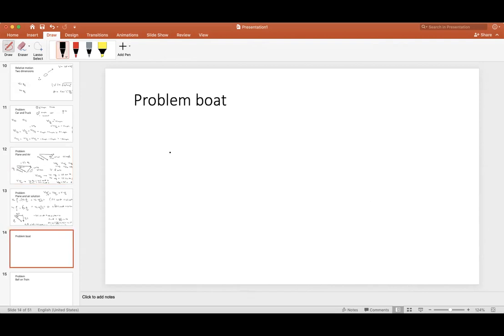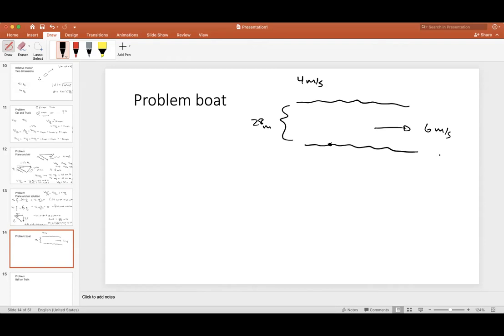So let's do another problem, which is a boat and a river. This problem is more like a homework problem, but imagine you have a little rowboat, and you can row at 4 meters per second, and you want to go across this 28-meter river. But this river has a current of 6 meters per second, okay? So this is all a river. You're going to try and row straight across. Your straight line speed is 4 meters per second, but the river is flowing in the x direction, and you're trying to go in the y direction and go across 28 meters.